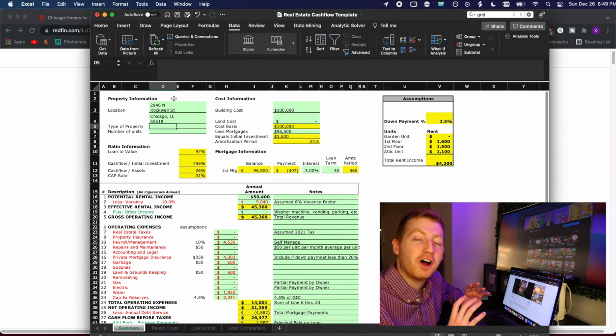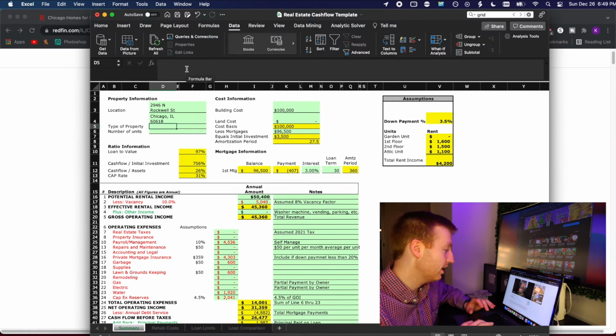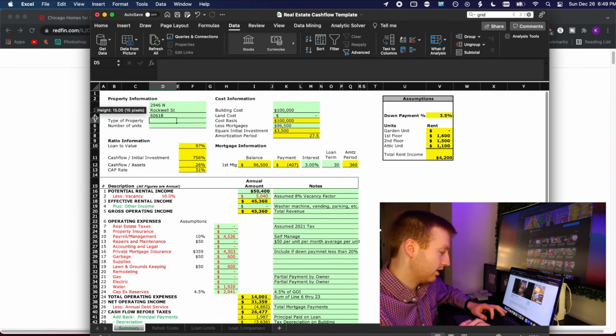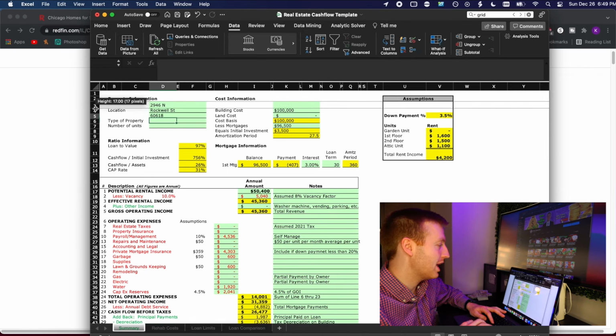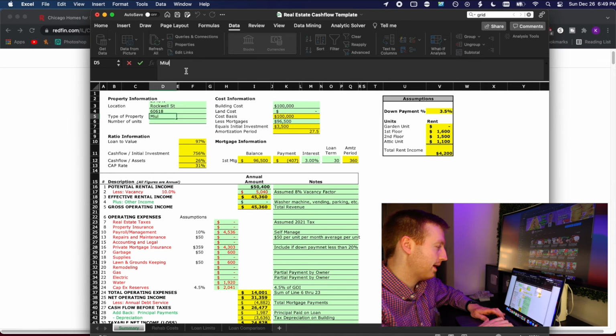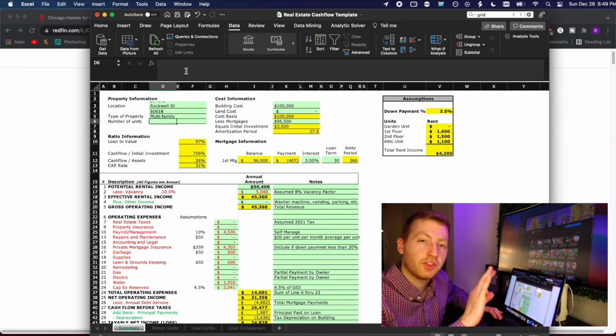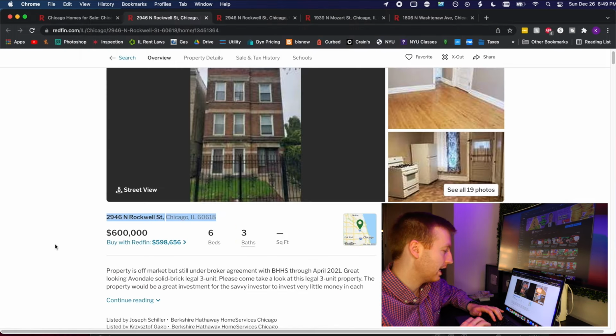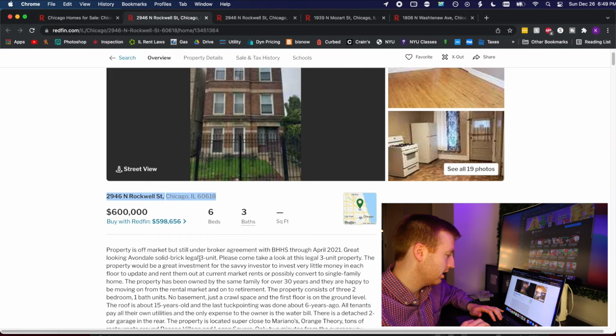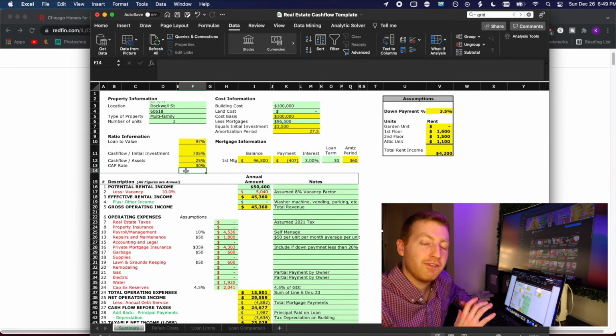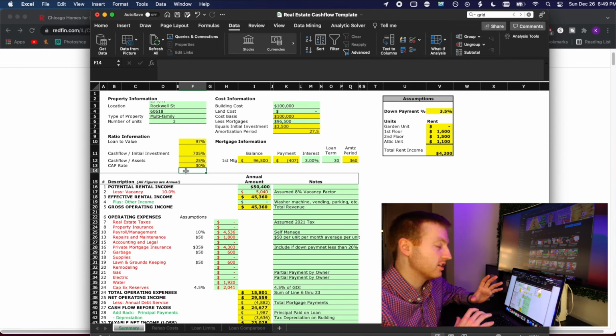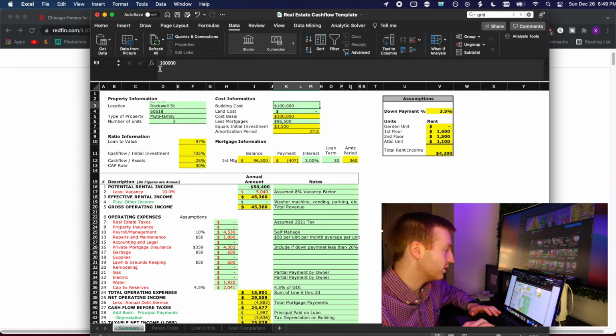So first off, you just want to put all the basic information in the Excel model. So I actually like to put the address just so I can keep track of it, and it's a lot easier. So type of property is a multi-family. Number of units, we found out that's 3 legal units, and we found that out from the listing. You can see right here, Avondale, Solid Brick, legal 3 unit. This way it's a lot easier to keep track. If you have a whole bunch of different, say, models that you're doing, it's a lot easier if you're saving them. So building costs, we know this is going for $600,000.